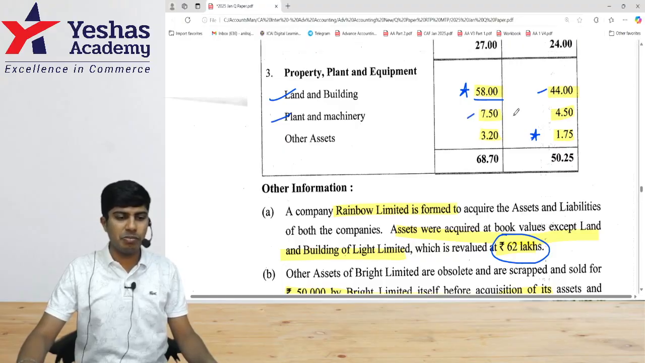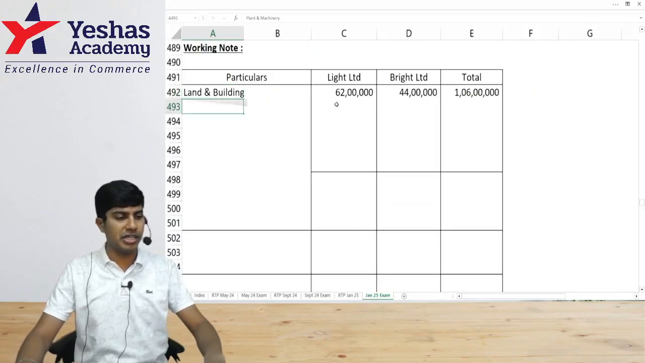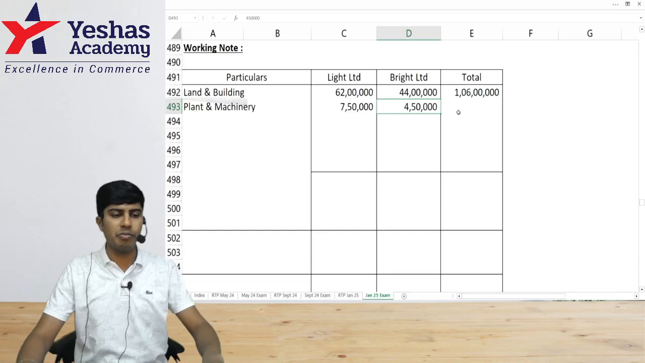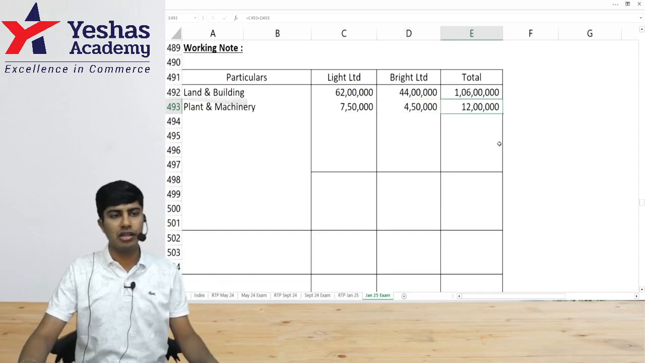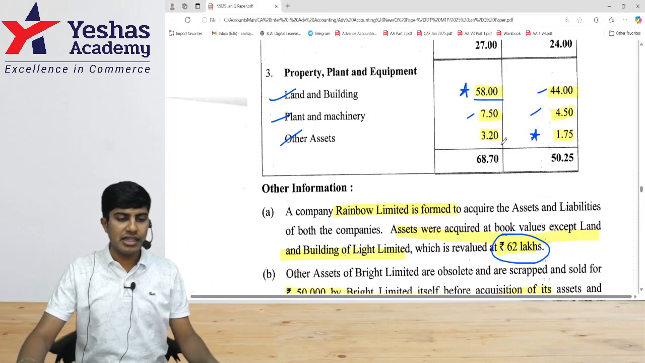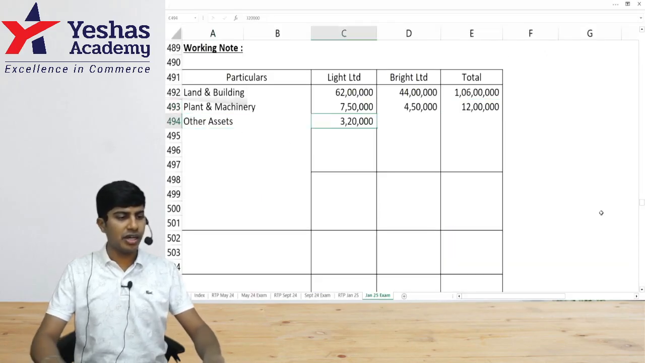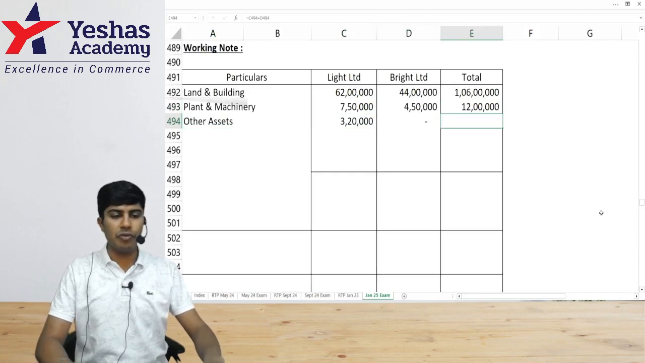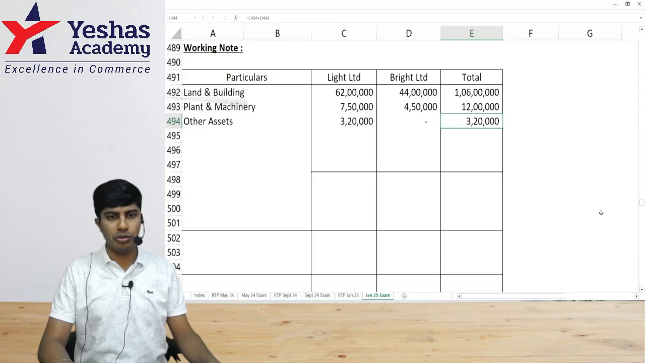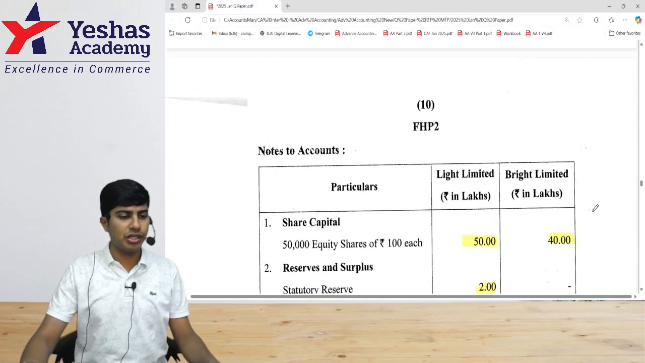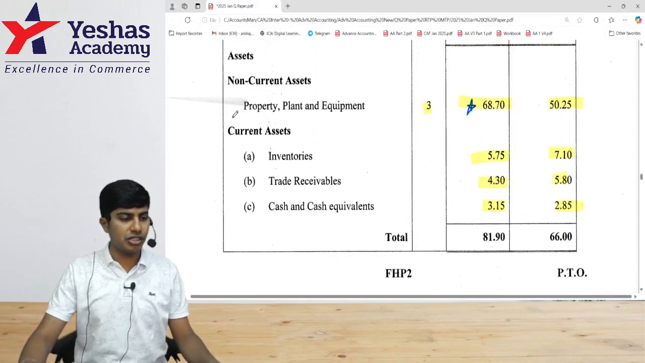Plant and machinery 7.5, 4.5. I would write them exactly the same. Plant and machinery 7.5, 4.5, 1 lakh. Next asset, other assets. This other asset 1.75 is not taken over. Only 3.2 will come. Let me write other assets. I would write 3.2. I would not write 1.7. The total is 3.2. What other assets are taken over? Come back to the balance sheet. We are just done with PPE.